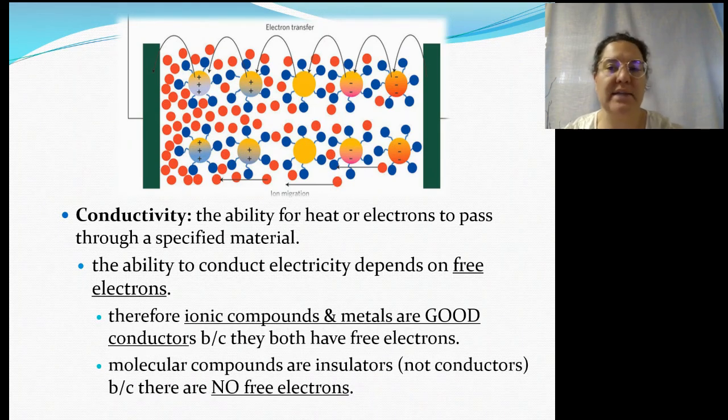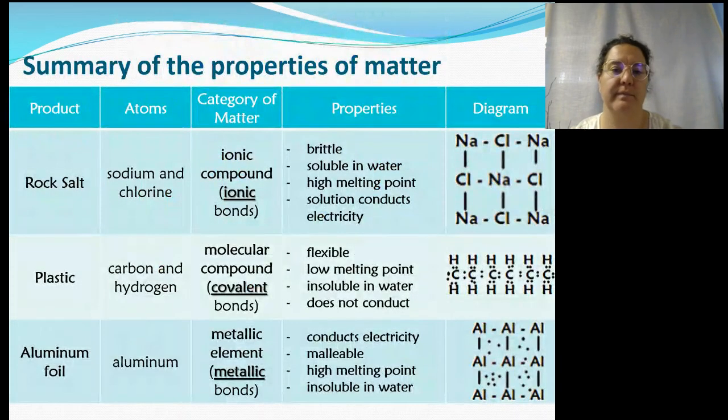So, conductivity is the ability for heat or electrons to pass through a specific material. The ability to conduct electricity depends on free electrons. So, ionic compounds and metals are good conductors because they both have free electrons. Molecular compounds are insulators because there are no free electrons. Those electrons are shared between the atoms.